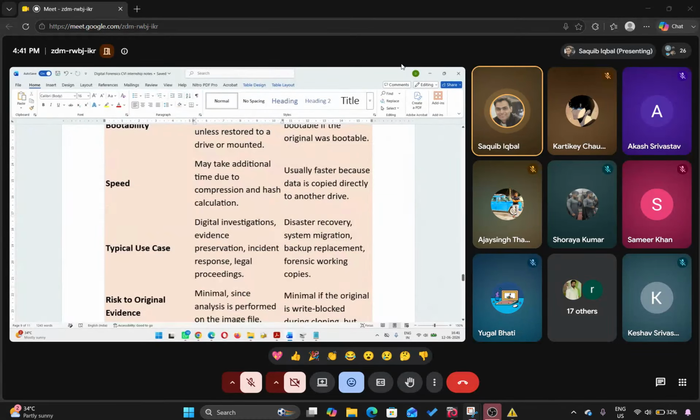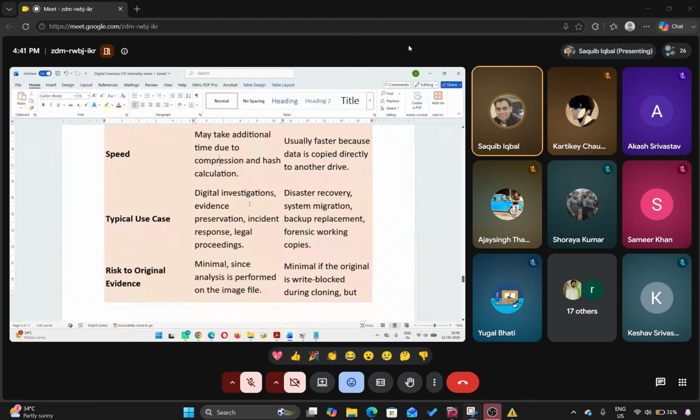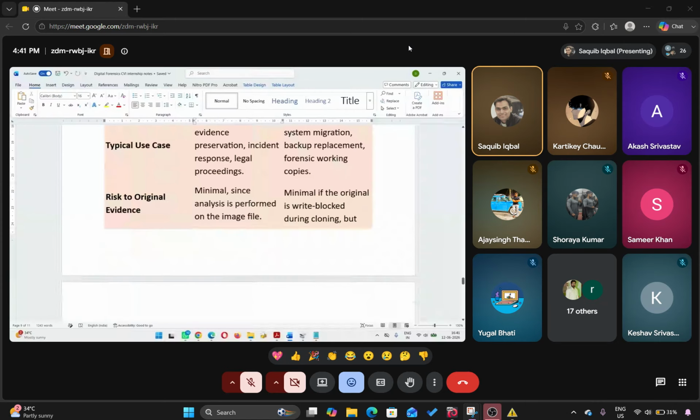It's just a mapping of zero or non-zero to destination. But in forensic image, the timing is a factor here because it takes a little bit of time to compress the data, and then the calculation you can do in both modes. Okay.